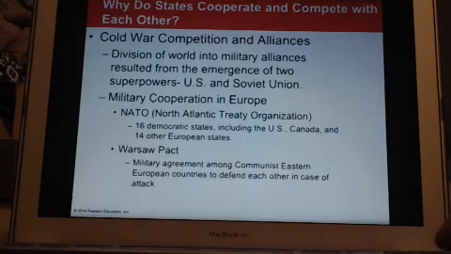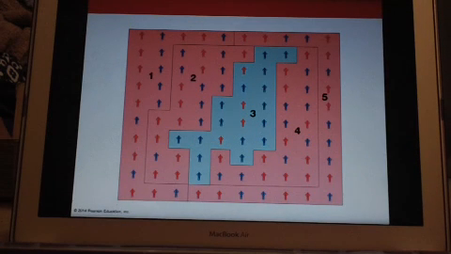So these are all the different ways that districts could be gerrymandered in order to get advantages in their representative districts.